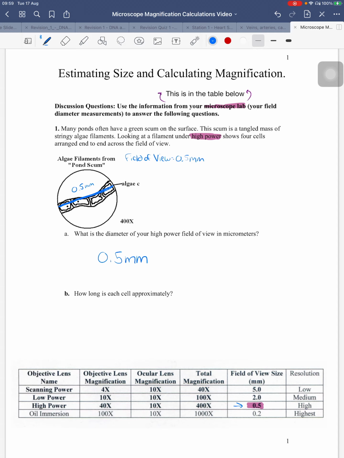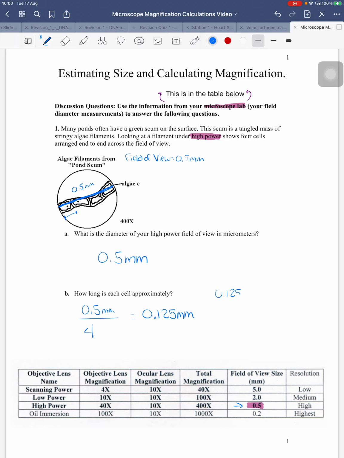The second one wants to know approximately how long each cell is. We're basically saying how long is that. Pretty easy: 0.5 millimeters divided by 4. How did I get 4? Well, there's 1, 2, 3, roughly 4 across. So each one is approximately 0.125 millimeters.